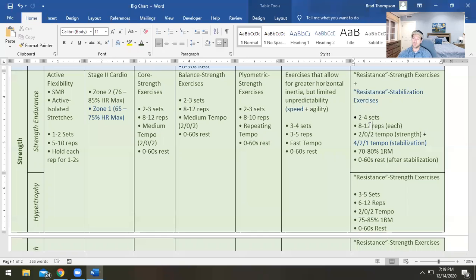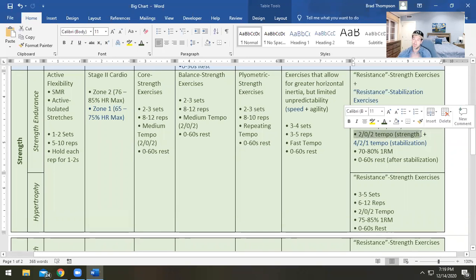The tempo for your strength movement is 2-0-2. So that's 1-2, 1-2, like 1-2, 1-2. That's your strength movement. But then your stabilization movement, just like in the stabilization phase, is 4-2-1. 1-1-2, 1-2-3-4, right?